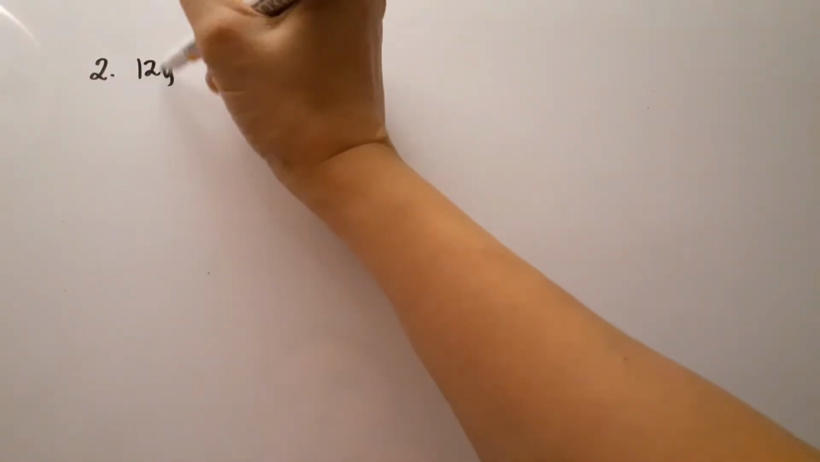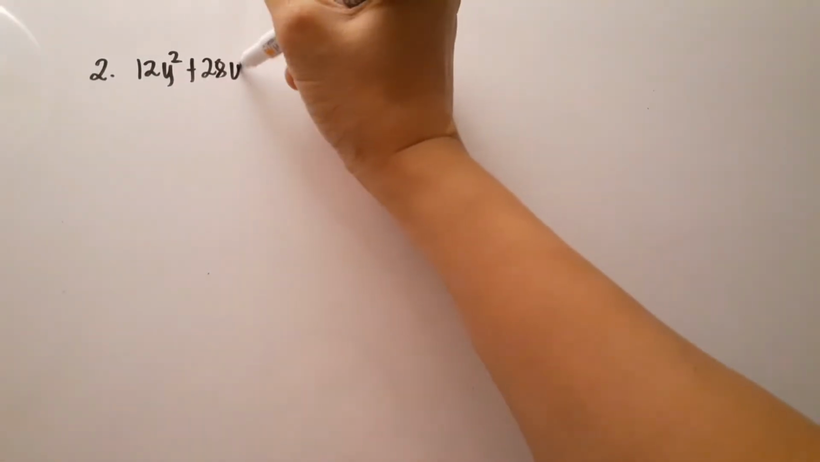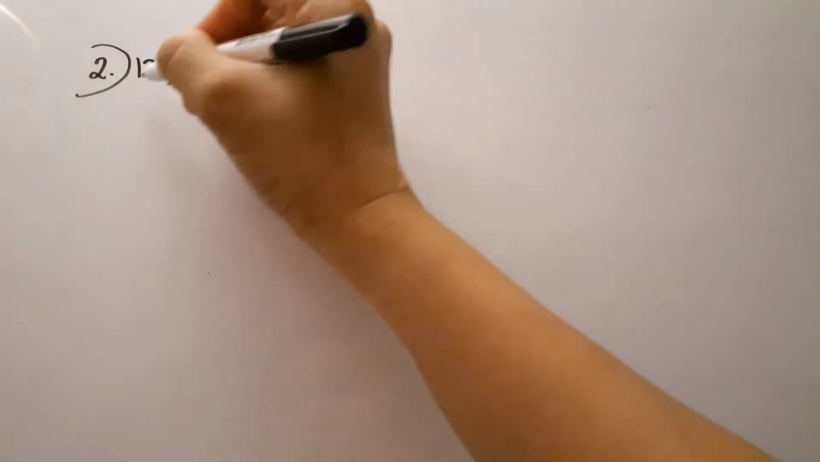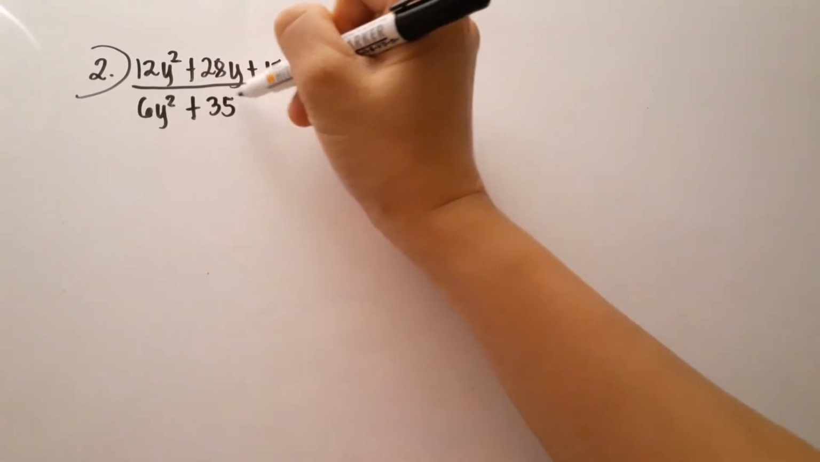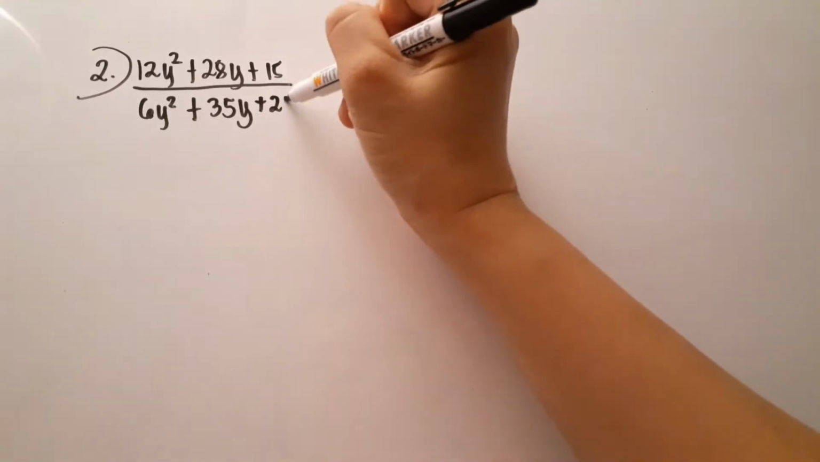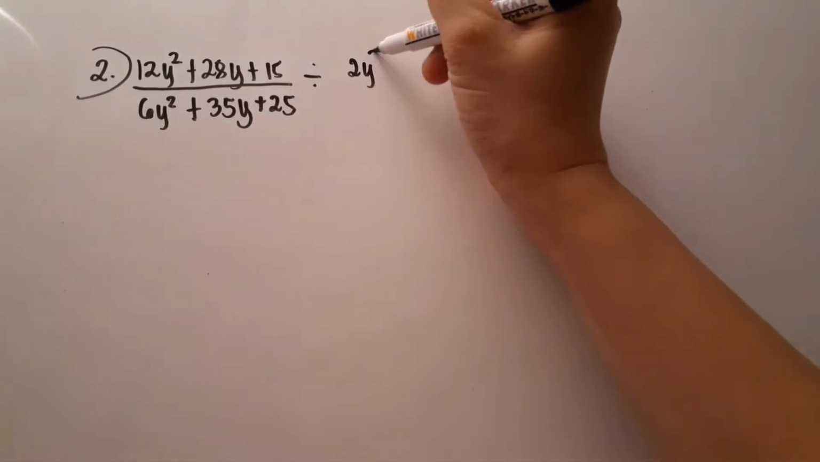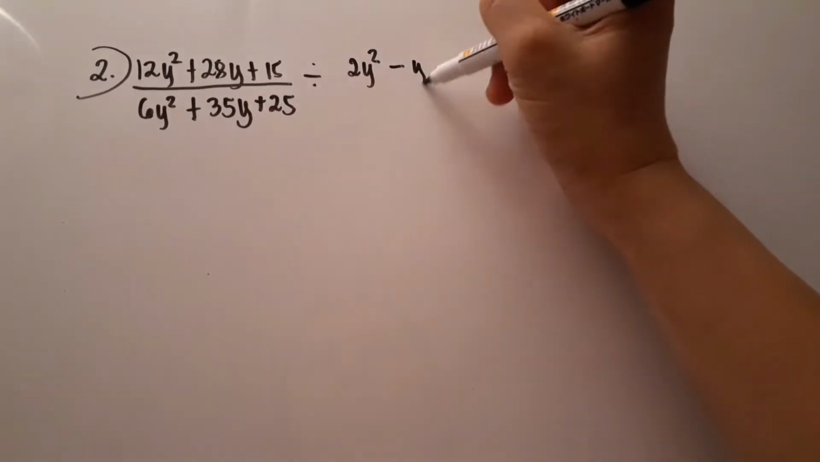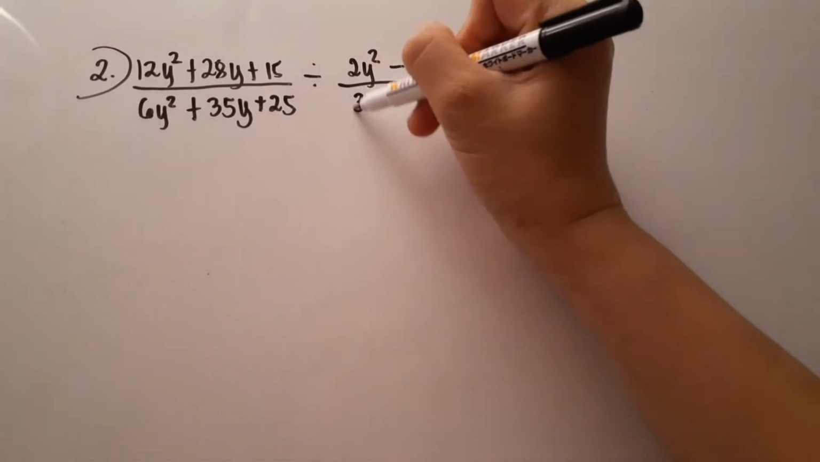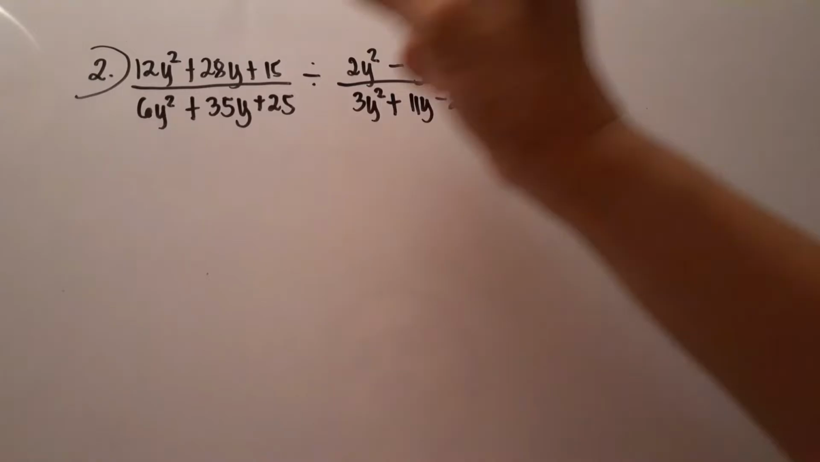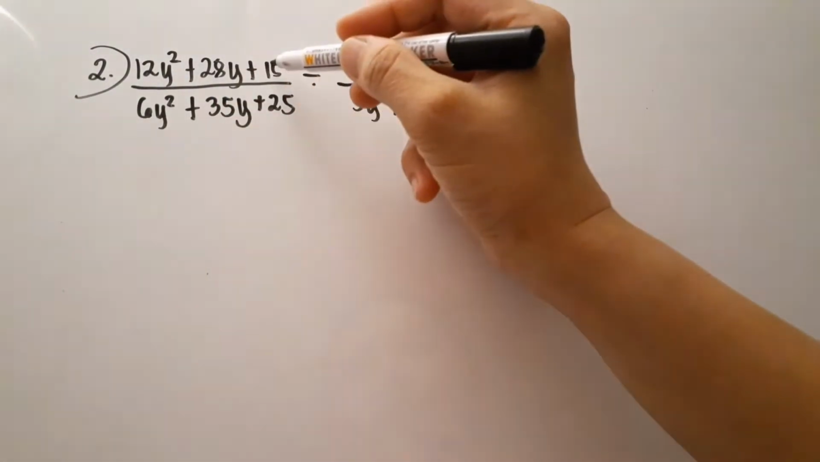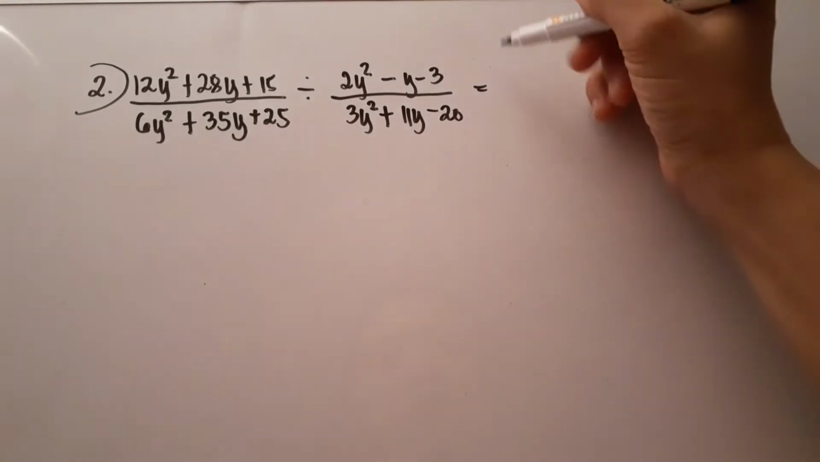And let's have example number 2. Remember, you can review our last video if it's hard for you to understand this, because I'm applying it step by step. So we have 12y squared positive 28y positive 15 over 6y squared positive 35y positive 25. This is a division, so 2y squared negative y negative 3. Remember, in dividing fractions, we use the reciprocal, flipping the denominator to the numerator.